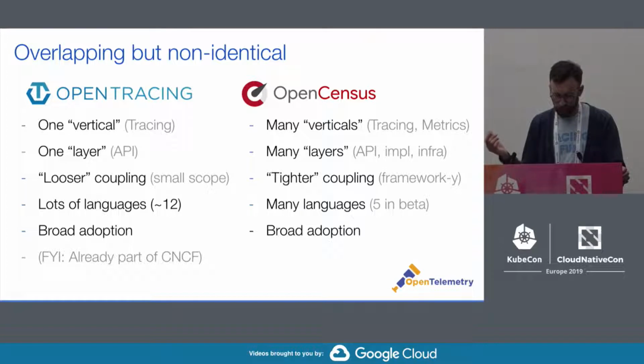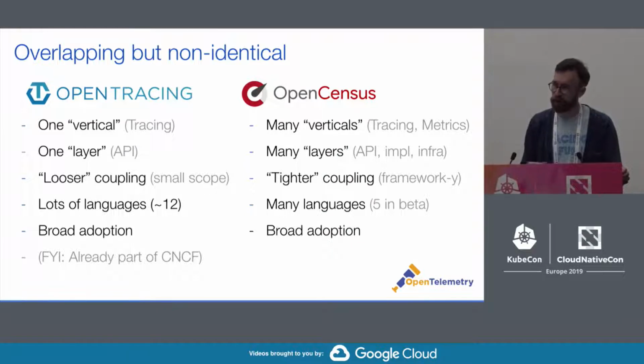OpenTracing was, I think, the most important thing to understand about it is actually what was problematic. OpenTracing was really restricted to tracing. So in that diagram from before, it was just one vertical slice, and it was also focused on just the API layer. The loose coupling and the small scope was helpful in that it was easy for people to adopt it in a way, but you would end up instrumenting your code once for tracing, once for metrics, and then again for logging, which was not great.